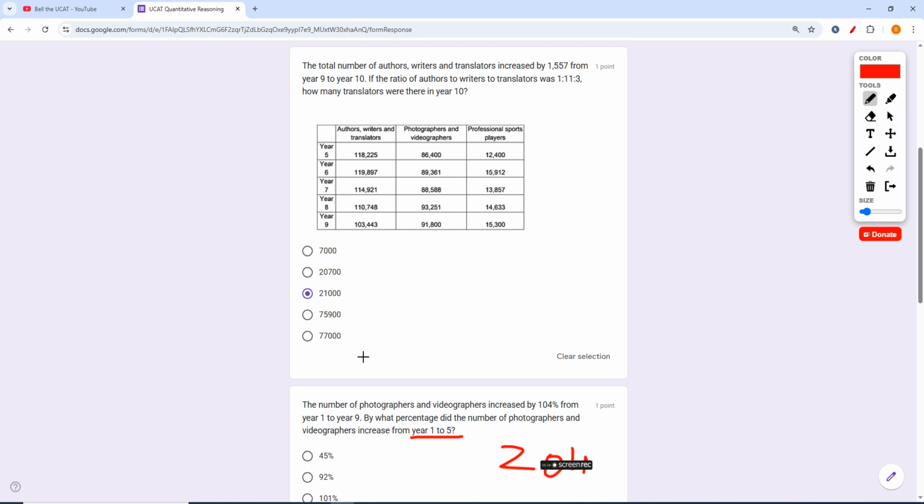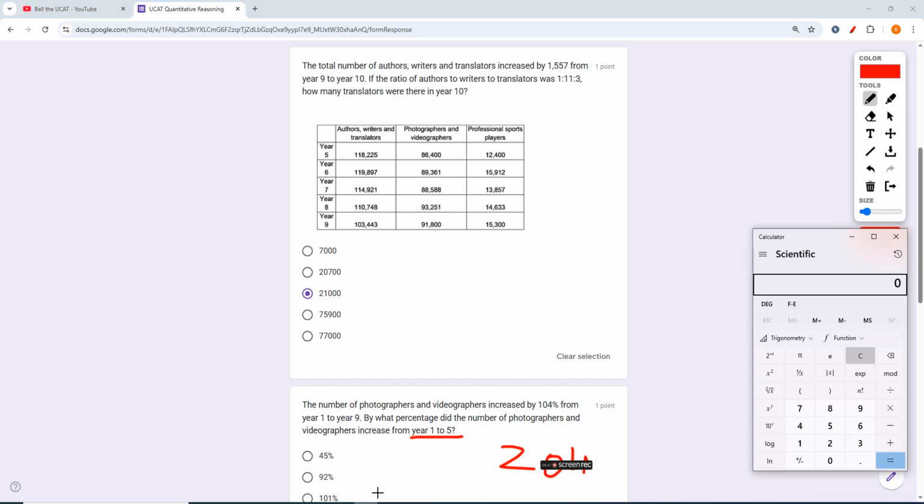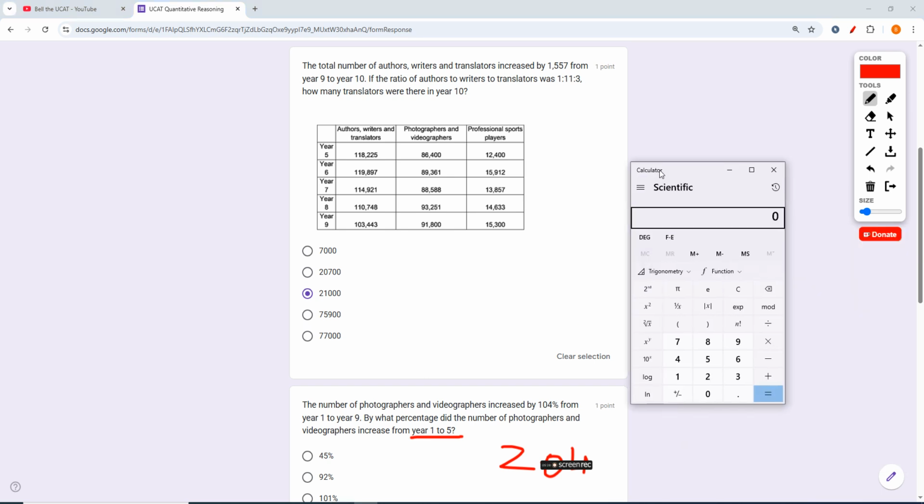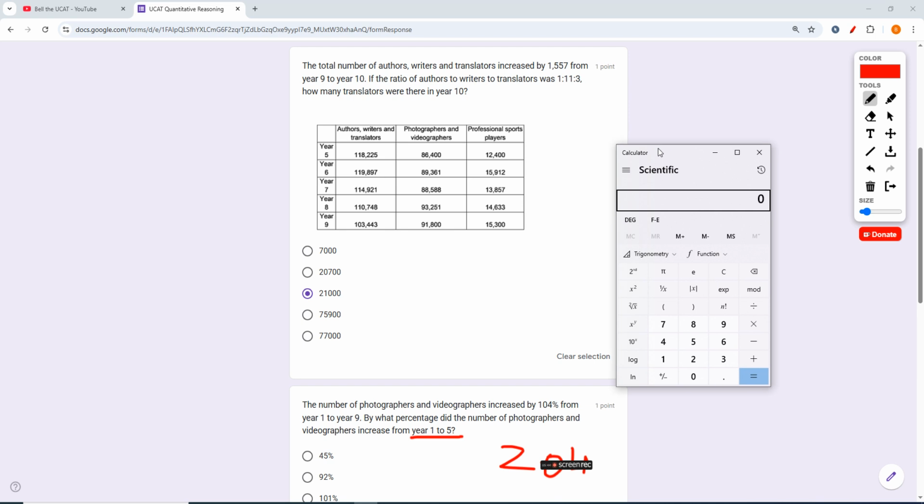year 5? So I need to know how much is in year 1, reverse percentages. So how much were in year 9? So for year 9, do I have 103,443 divided by 2.04? Sorry, I beg your pardon, my throat. 103,443 is what we had in this one. Divide that by 2.04.